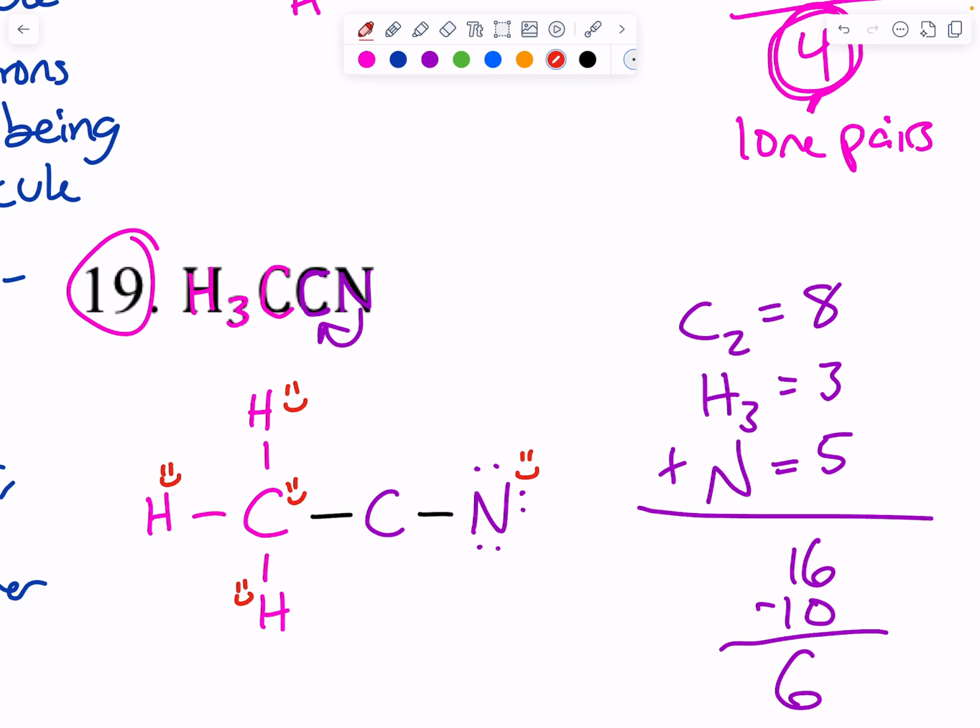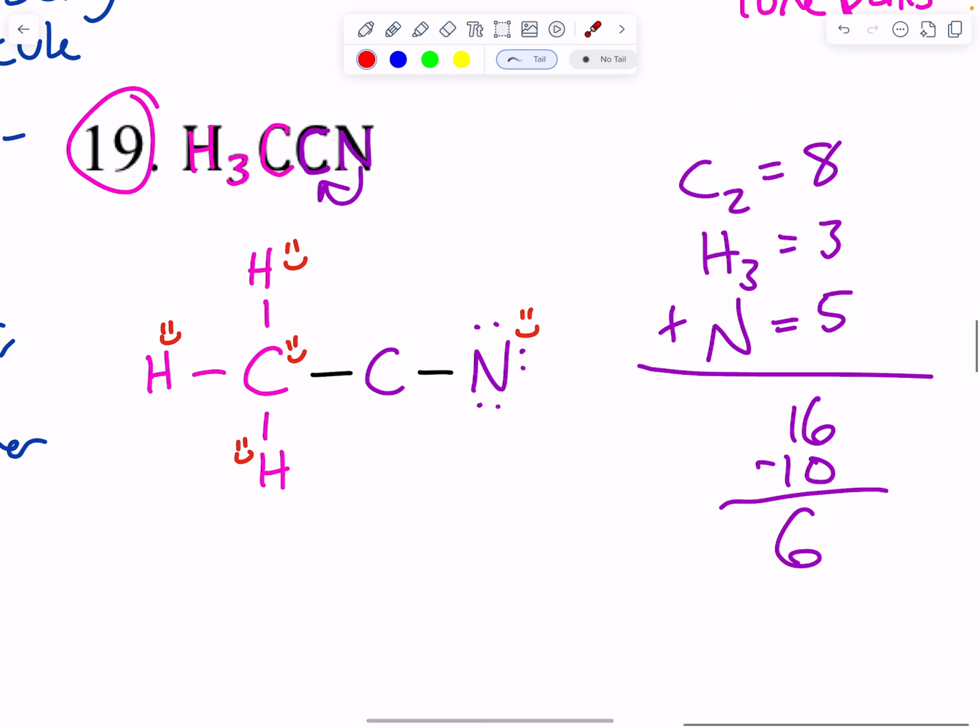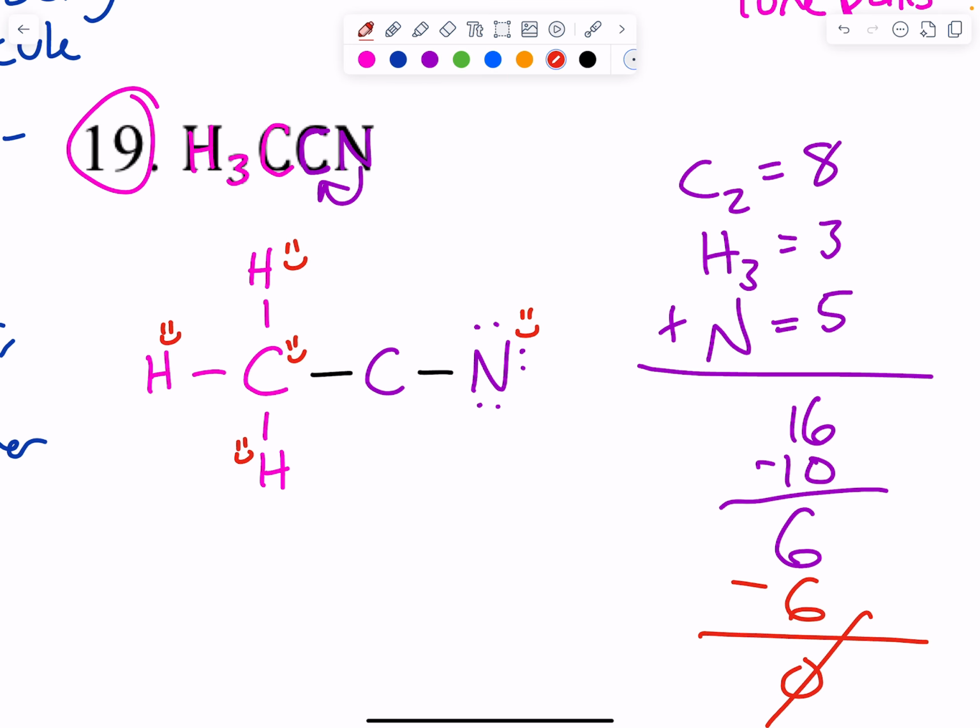Wait, hold on. Actually, not everyone here is happy. I don't have a smiley face on C. So let's see. How many does he have right now? He has 1 and 2, right? 2 bonds. Each bond is 2 electrons. So he has how many? 2 and 4. He has 4, but he's not happy. Where are the other 4 that he needs to be happy? We already used up our 6 on nitrogen. We have no more electrons left to give him.